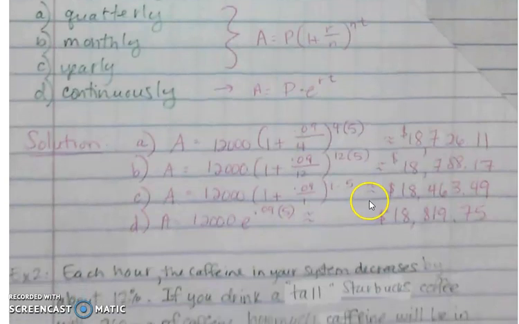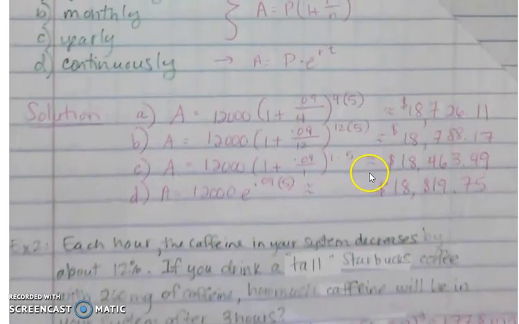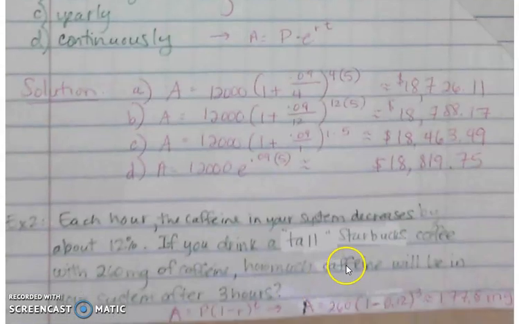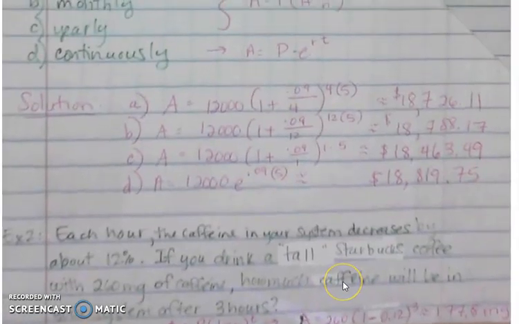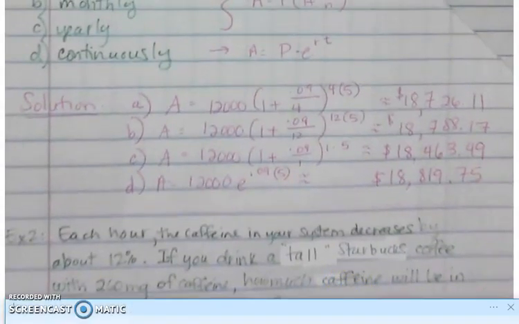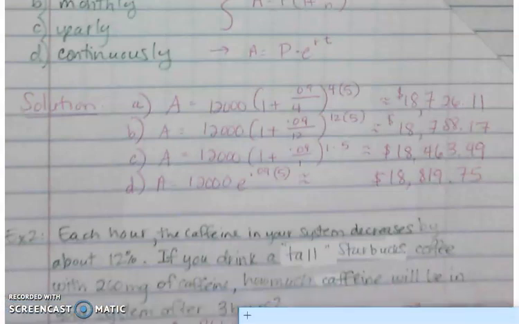Number 2. Says each hour the caffeine in your system decreases by about 12%. Starbucks claims that in a tall, which is a 12-ounce size drink of coffee, or any drink actually, is 12 ounces, they claim that their coffee has 260 milligrams of caffeine. And so the question says, how much caffeine will be in your system after 3 hours?